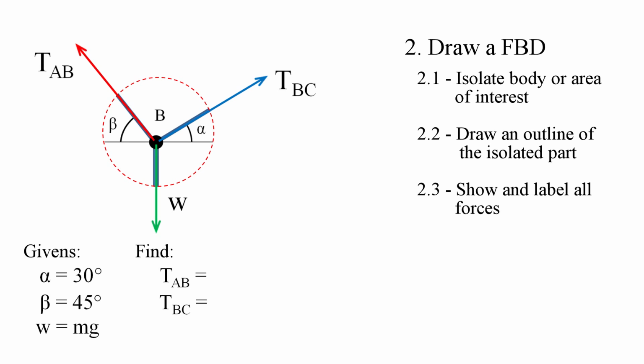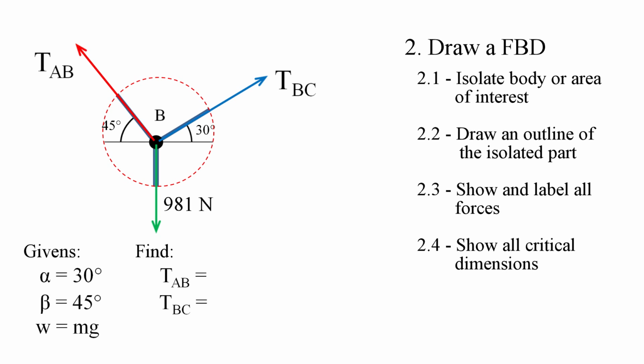The next step is to show all the necessary dimensions. We need to write them down. The critical dimensions in this case are the two angles, alpha and beta. Alpha is equal to 30 degrees and beta is equal to 45 degrees. Weight is 100 kilograms, and we can convert that to force by multiplying by g, which is 9.81, and therefore the weight is 981 newtons.